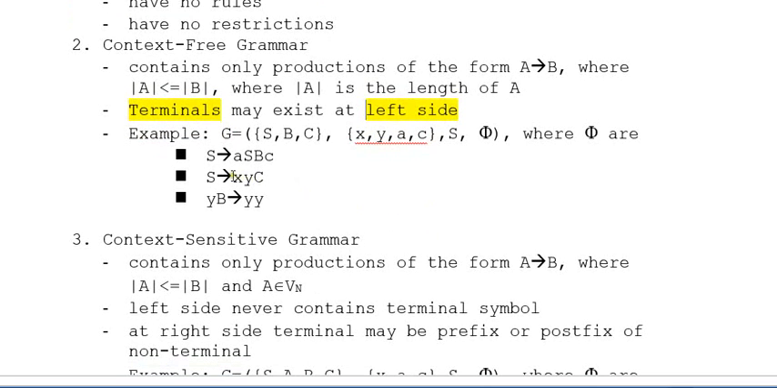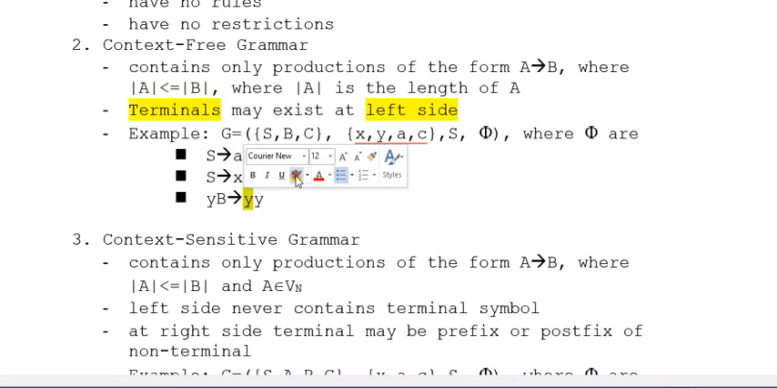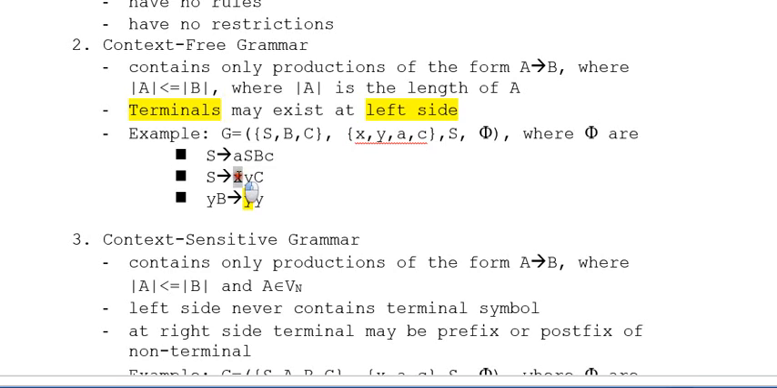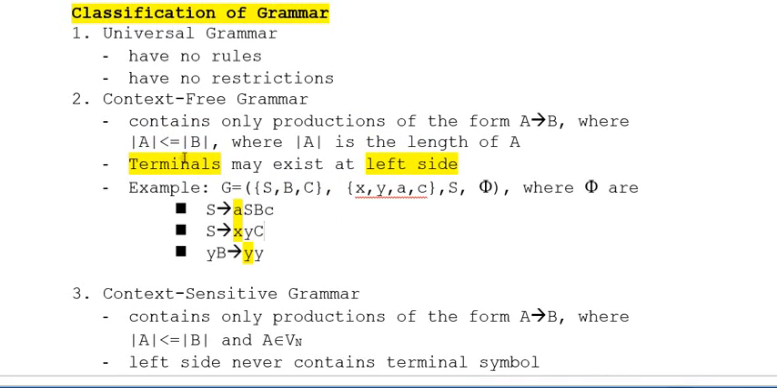For example, we can see that S denotes A, S, B and C. Here A is a terminal and it is on the left side, and X is also a terminal which is on the left side, and Y is a small letter which is on the left side and denoted as a terminal. So you can see that all small letters, which are denoted as terminals, are on the left side, which is the main rule of context-free grammar: the terminals may exist on the left side. So this is an example of context-free grammar.